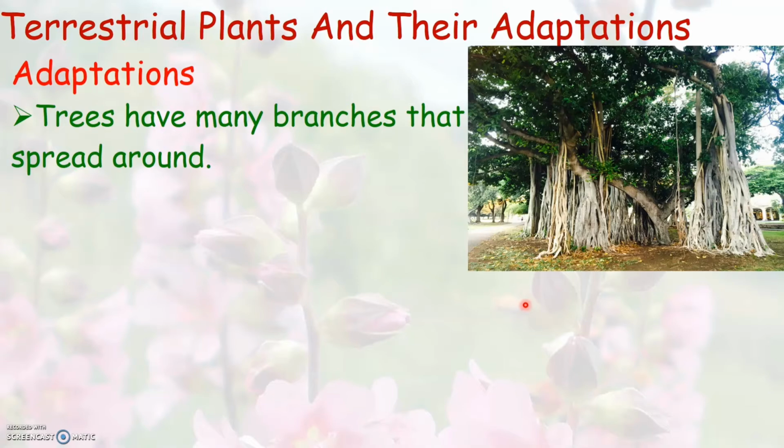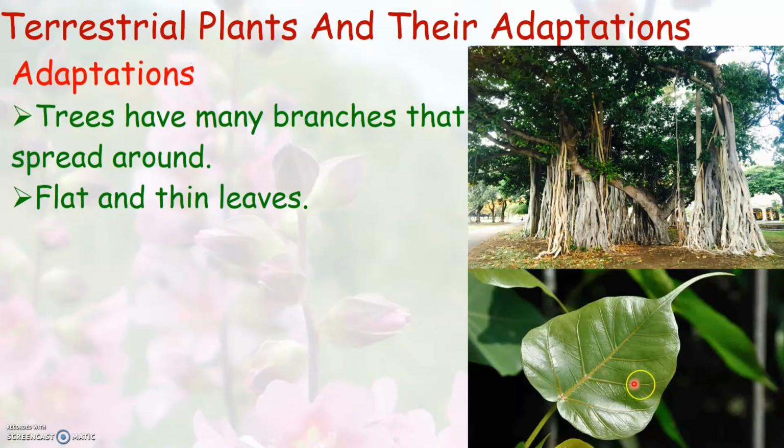Generally, the trees that grow in the plain regions, like how you see here in case of a banyan tree, have many branches that spread around. The leaves of these plants, like how you see here in this picture, are flat and thin leaves. And we know what happens when a plant has flat and thin leaves. Yes, it helps in the process of transpiration easily, which means these type of leaves will help to release excess water from the plant, and thus it makes the plant cool.